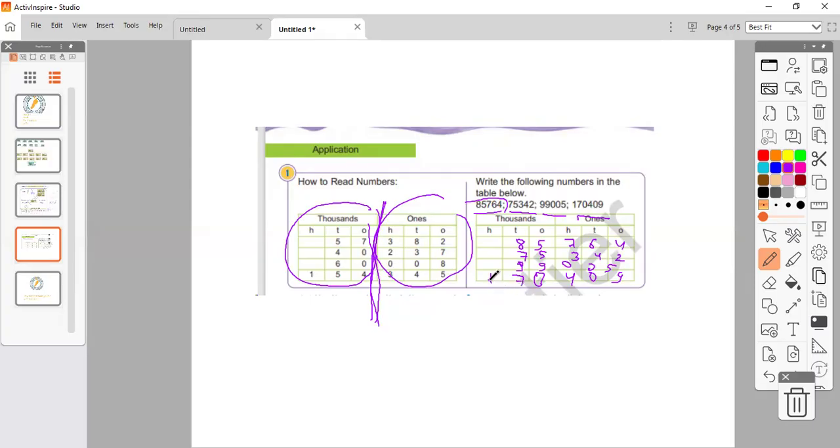We read it as 170,000. Of course, here we divide them. There is 1,000. 409. Let's read the first number also. 85,764. This one, 75,342. 99,005.